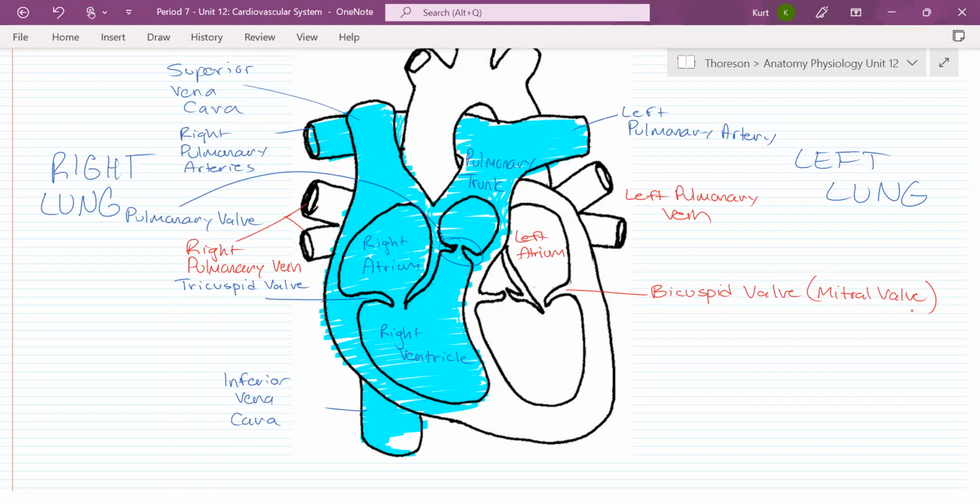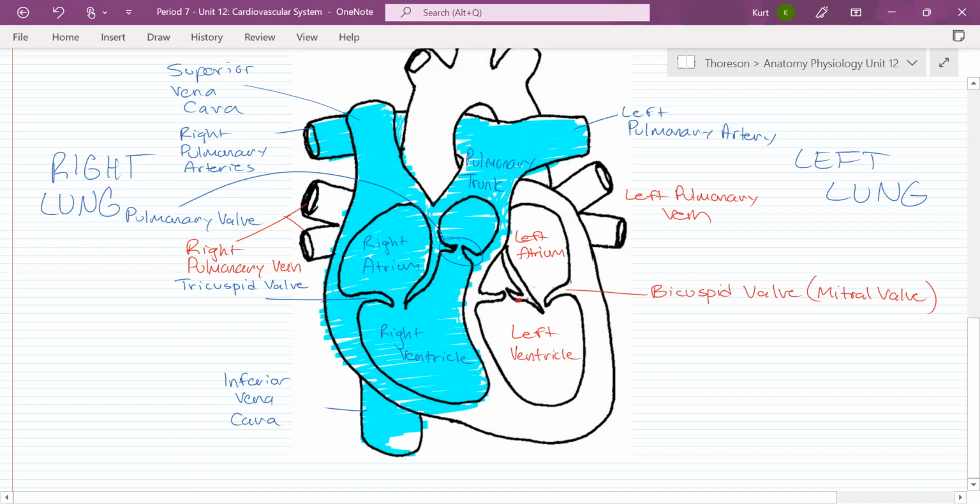Halen, what's after the left atrium? The left ventricle. Good. That's your 4th and final chamber. Let's move on to Melanie. What is the final valve? It allows blood to leave the left ventricle.